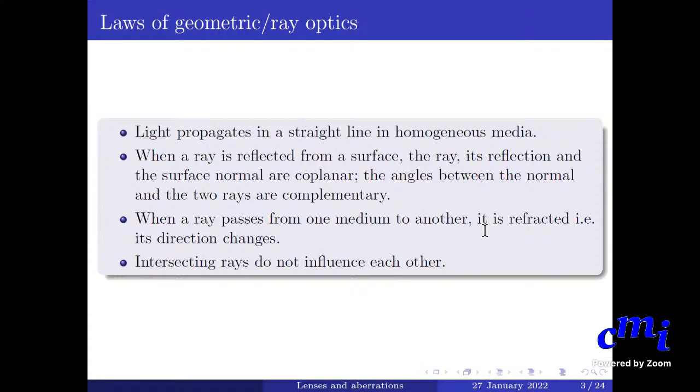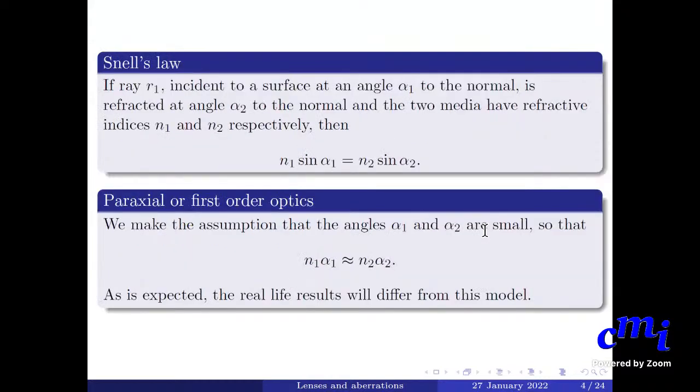So as I said yesterday, these are some basic laws of geometric optics or ray optics that you have seen in school. I think we revised this yesterday also, correct? One of the important things is that intersecting rays do not influence each other. Otherwise, there would have been chaos. Then we revised Snell's laws also yesterday.